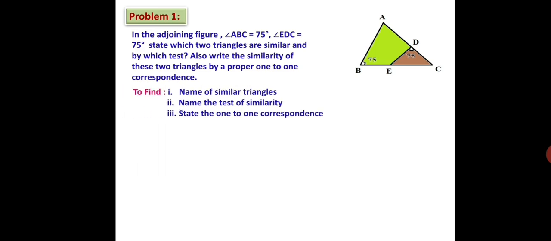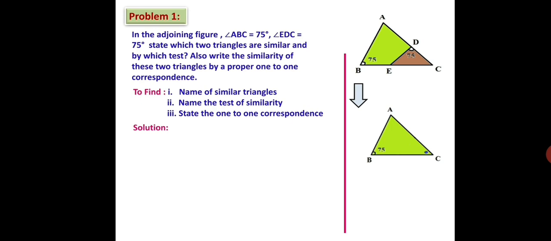What you have to find? First is the name of the similar triangles. You have to tell the name of the test of similarity. State the one-to-one correspondence. Let us start with the solution. See friends, I shall divide this figure into two triangles. The given triangle ABC could be divided into two, like ABC the whole with green color and the one with brown color, EDC. These two triangles we have to show similar.